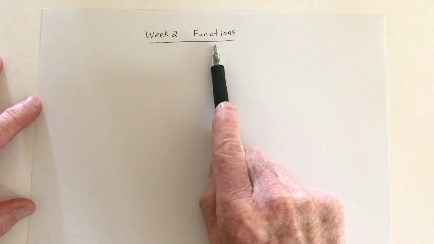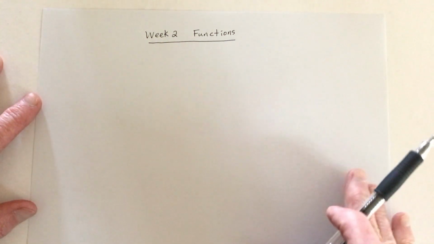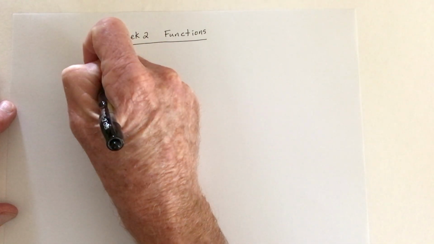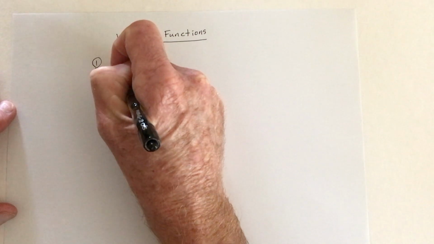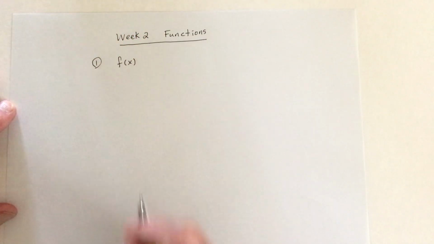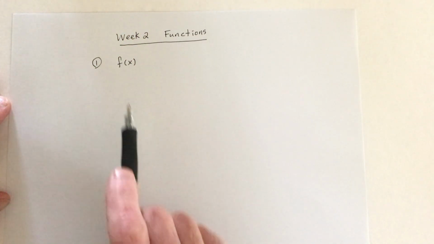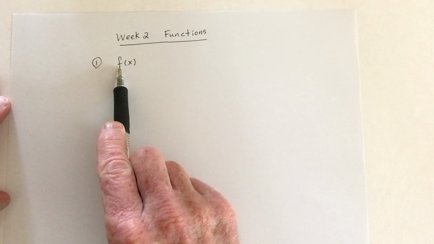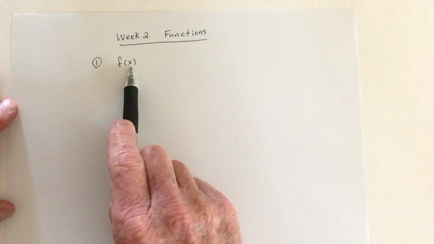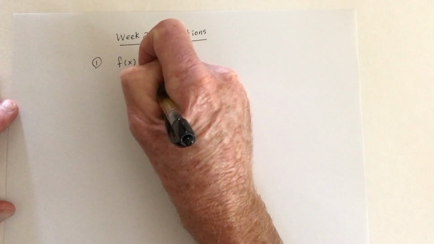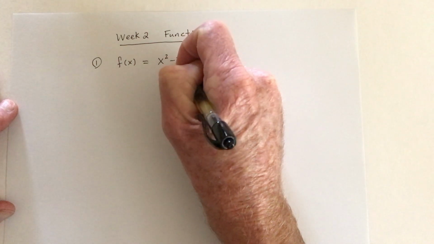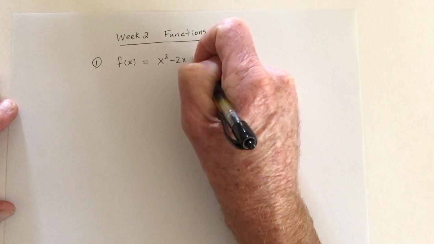We're going to be dealing with functions, and we're going to be dealing with functions for the rest of the semester. Let's get started. So by way of example, let's say that we have a function. So this is function notation. This is not multiplication. This is saying the name of the function is f and its variable is x. And as the first example, I'm going to use x squared minus 2x plus 4.